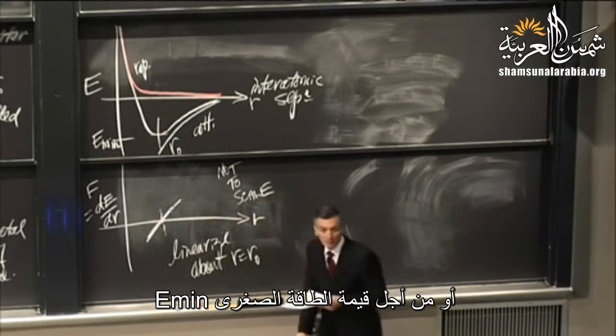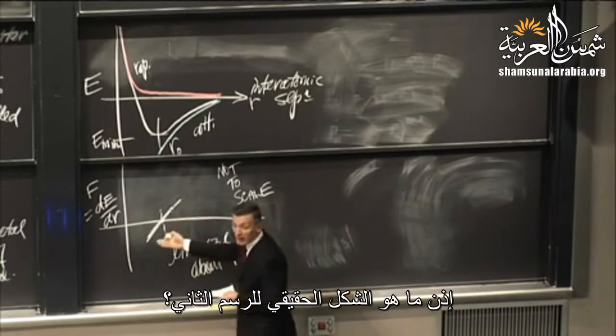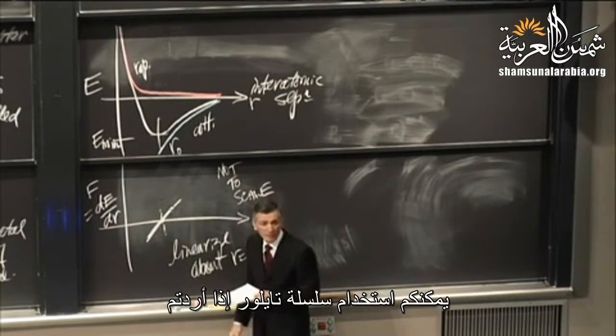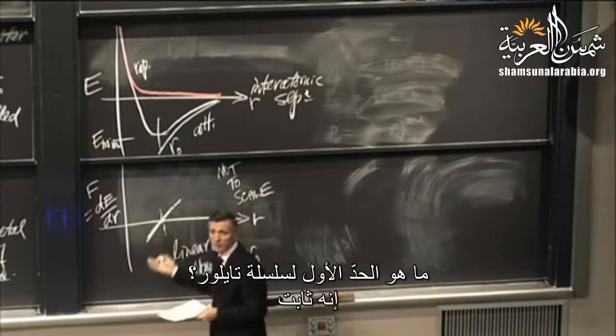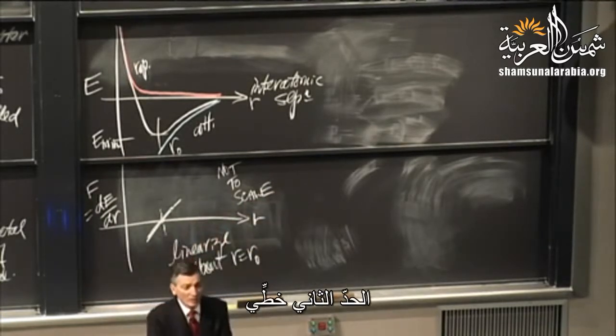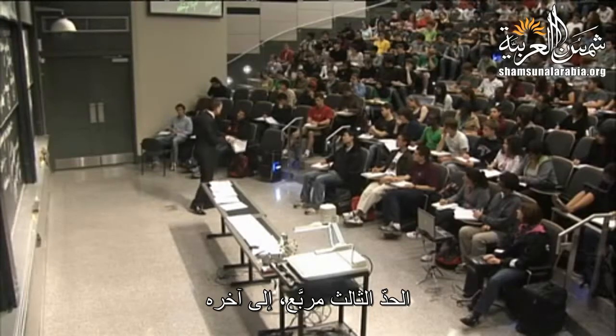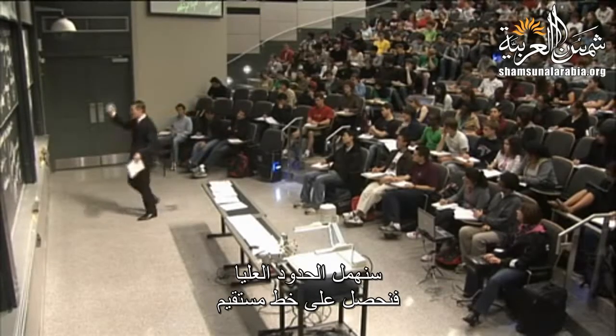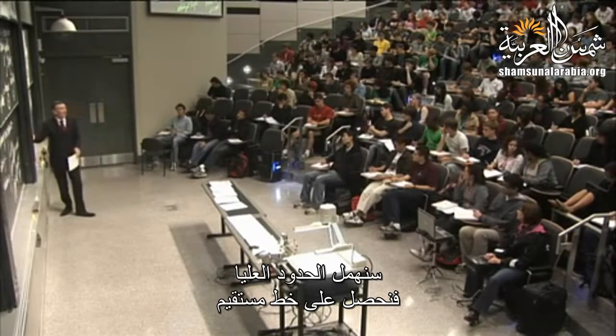or E min. So, you know, what's the real shape of this thing? You could use a Taylor series if you want, and just take the first, what's the first term of a Taylor series? Constant, second term, linear. Third term is squared, and so on. So neglect higher order terms. You get a straight line.